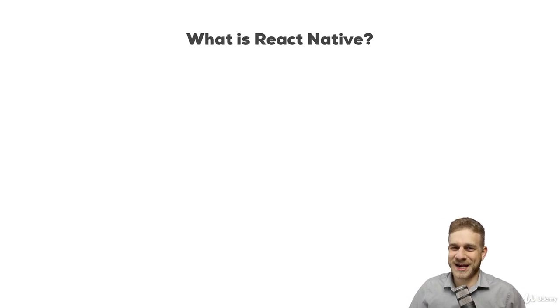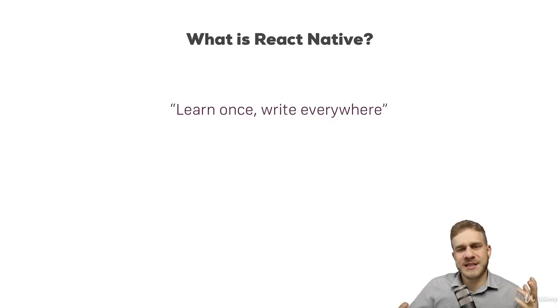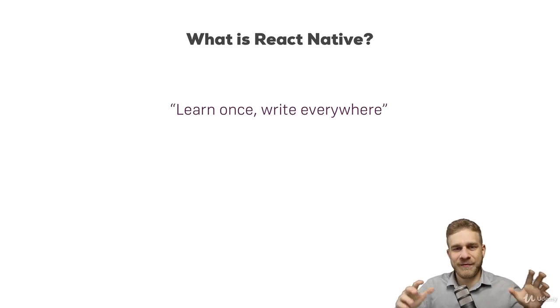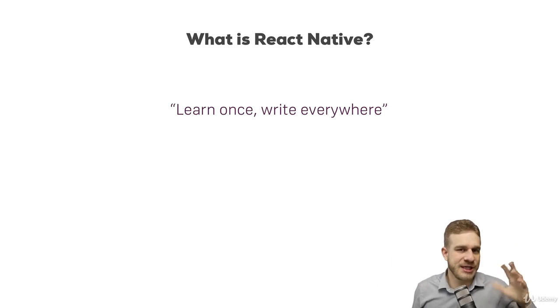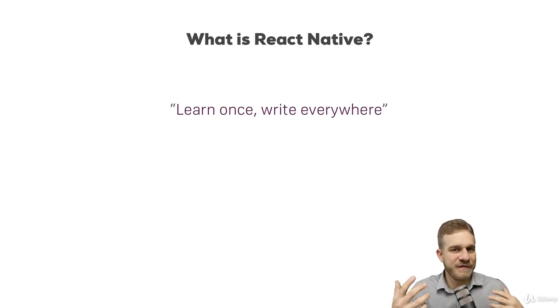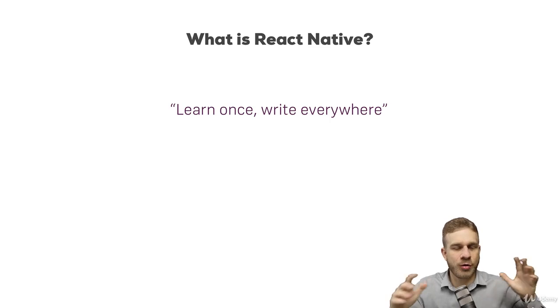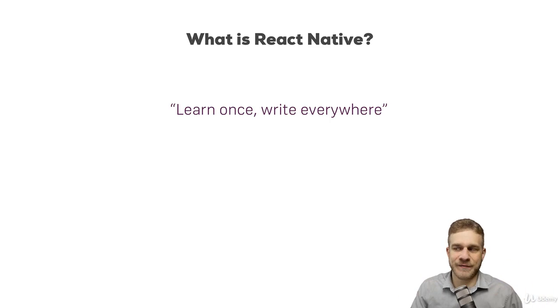So what is React Native? React Native has this one important sentence, basically created or put into the world by the React Native team. It's learn once, write everywhere. And this sentence is really important. Other alternatives like Ionic, Cordova, which are also tools that allow you to build native apps with web technologies, are all about write once, use everywhere.